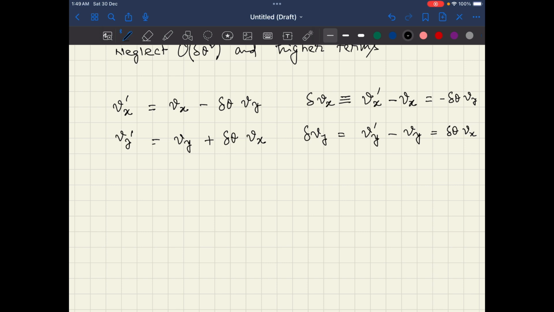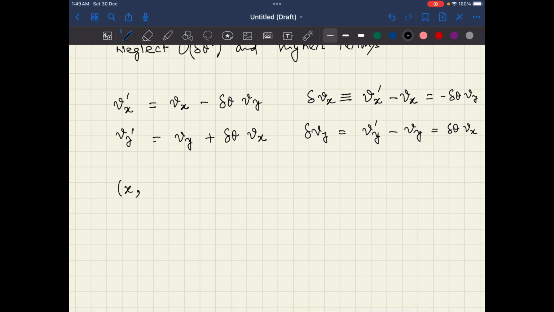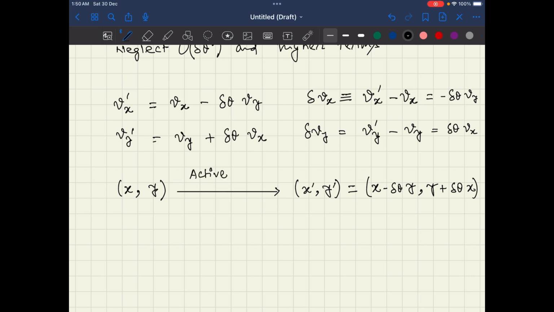Then after active rotation, this coordinate x and y goes to x prime y prime, which is equal to x minus delta theta y and y plus delta theta x. So this is the active rotation.